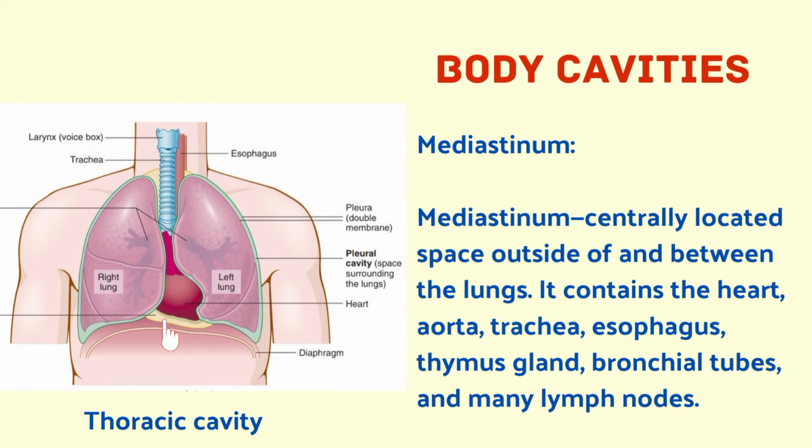Mediastinum. Mediastinum is a centrally located space outside of and between the lungs. It contains the heart, aorta, trachea, esophagus, thymus gland, bronchial tubes, and many lymph nodes.